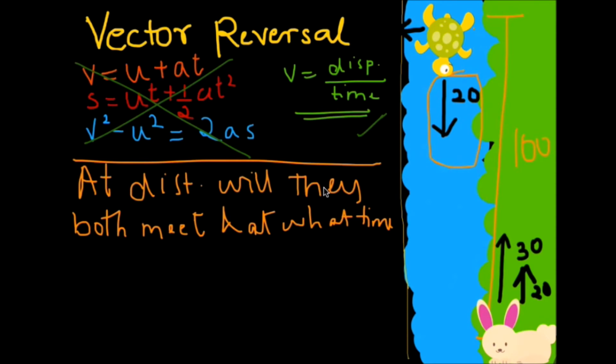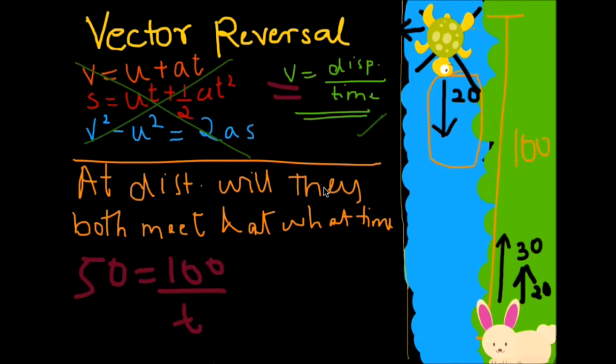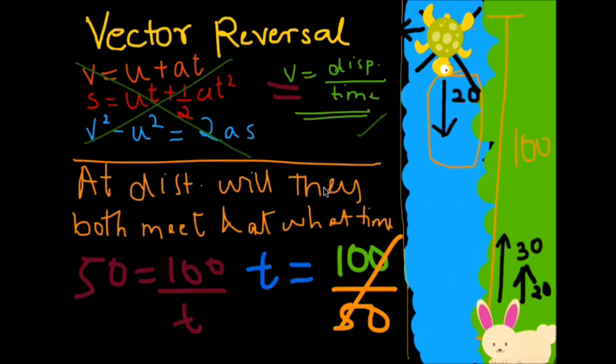So now we see that the tortoise is stable and hence the rabbit is moving at a faster pace, that is 50 meters per second. The distance between them is 100 meters. So what will be the time? Well, from this formula we get 50 equals 100 by time t. Therefore, time equals 100 by 50, that is 2. So they'll meet after 2 seconds.